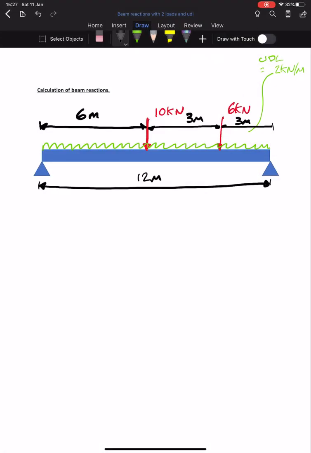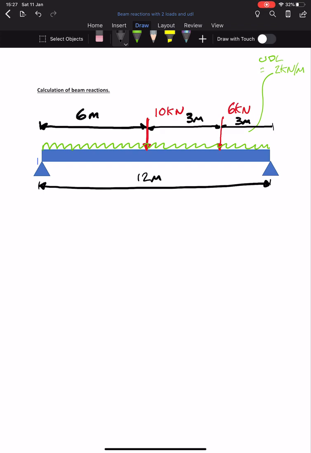Here's an example of calculating beam reactions for a simply supported beam with two forces, a 10 kilonewton and a 6 kilonewton, and a UDL, a uniformly distributed load, which could be the weight of the beam, and that load is 2 kilonewtons per meter, which means for every meter there's 2 kilonewtons of force. So that is in green, and two forces, 10 kilonewtons and 6 kilonewtons coming straight down.